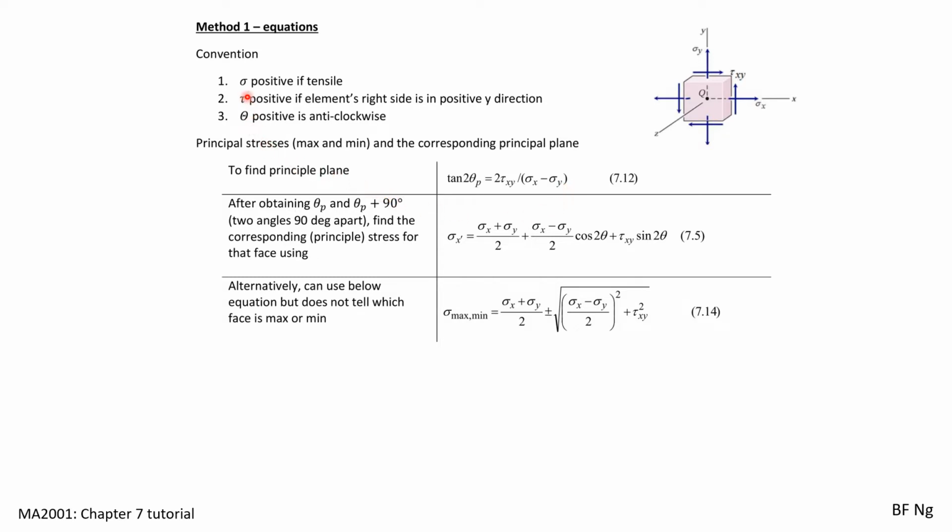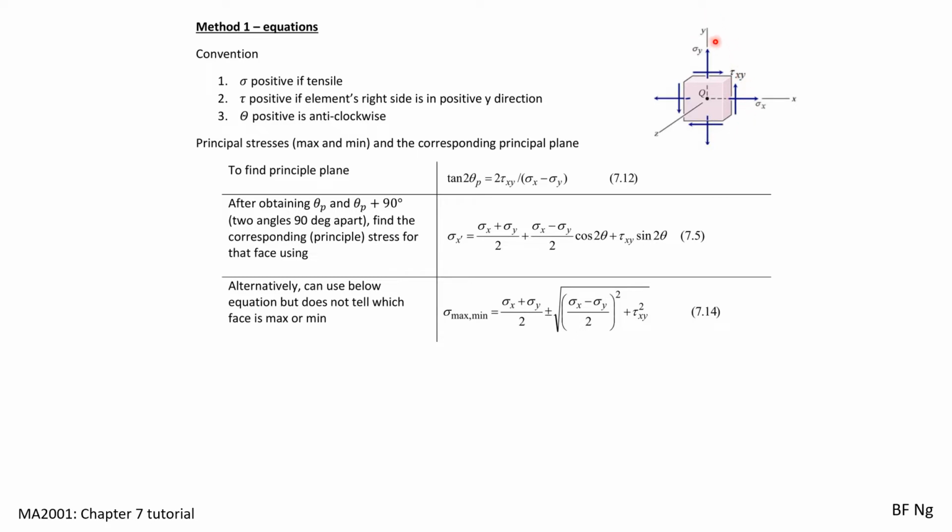First, sigma, which is the normal stress, is positive if tensile. Tau, shearing stress, is positive if the element's right-hand side is in the positive y direction. And theta is positive if it's rotated anti-clockwise. The element with positive convention is shown here.